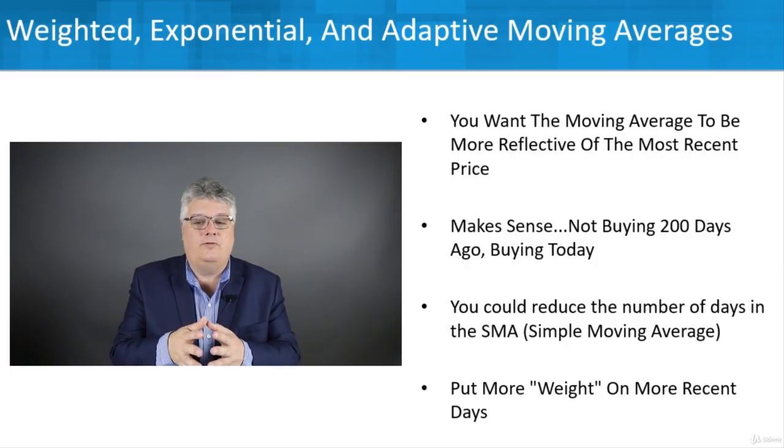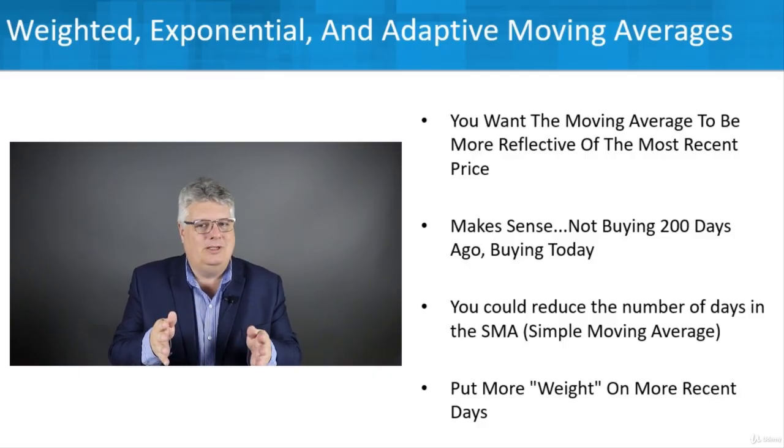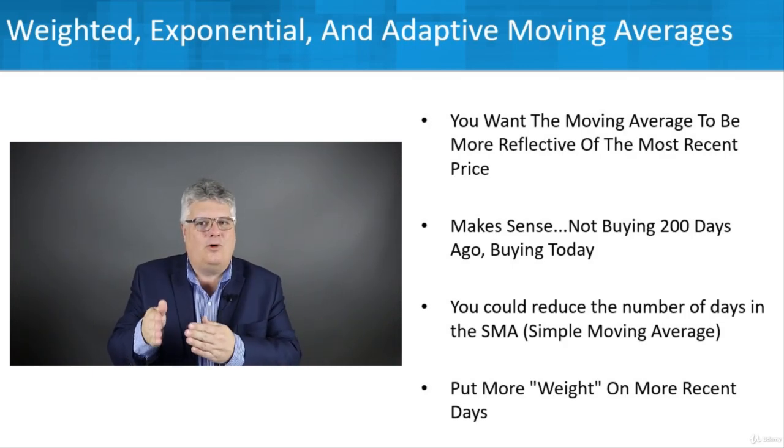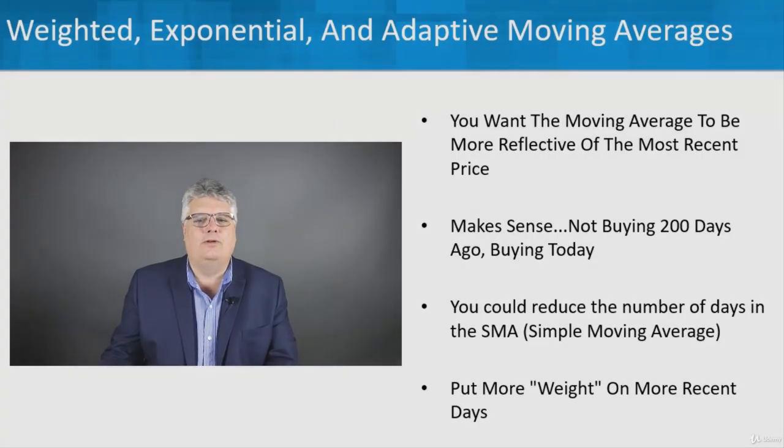One is you could just reduce the number of days in the simple moving average. A 10-day simple moving average gives more weight, 1/10, versus, let's say, a 50-day moving average where it's 1/50th. So you'd have more weight towards that more recent pricing. But you can also use moving averages that actually intentionally put more weight on more recent days. That's what we're going to talk about here, moving averages that you can choose to use if you want to put more weight on recent prices, which makes sense.